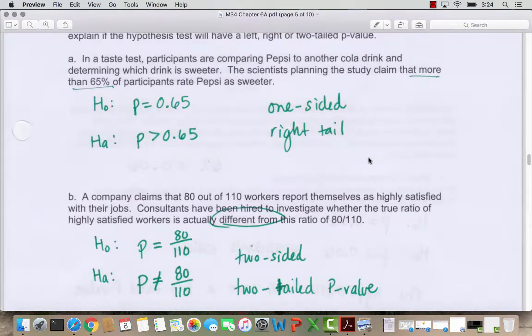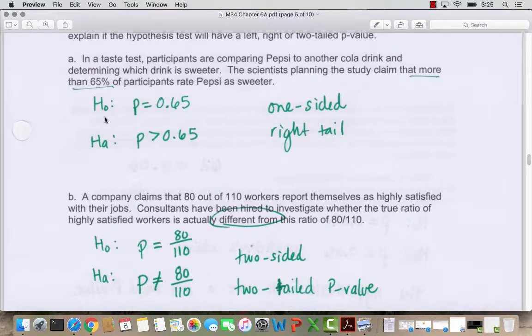Let's look at how we write some of these out. Part A says, in a taste test, participants are comparing Pepsi to another cola drink and determining which is sweeter. The scientists planning the study claim that more than 65% of participants rate Pepsi as sweeter. Remember, if somebody's taking this survey, this is not going to be a numerical answer. Last chapter, we looked at someone rating the soda sweetness on a scale of 1 to 10 or 1 to 5. Now we're looking at people answering a categorical question, which is sweeter, and they would say Pepsi or the other drink. So here, we're comparing to 65%, meaning 65% answer that Pepsi is sweeter.